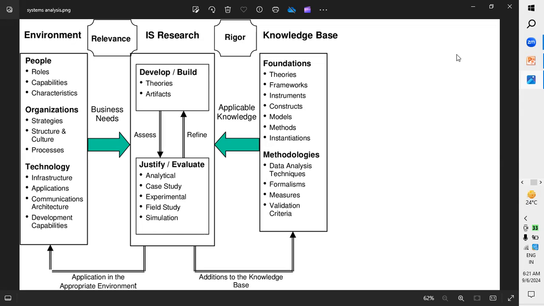So these are the three major elements that will be taken. One is about the people part. Again, I'm repeating. Second, organizations. Third, technology. So these are the three major elements which come under the environment part. Point number one.